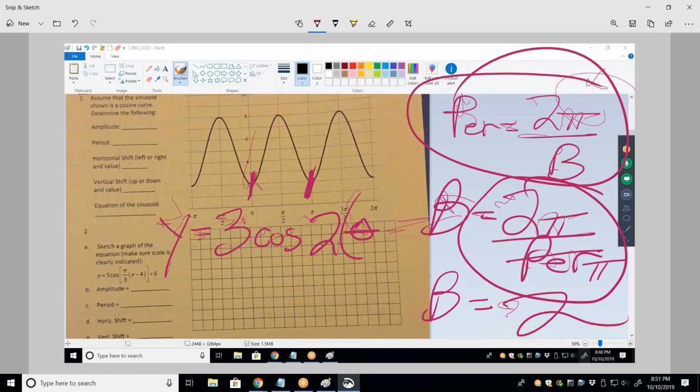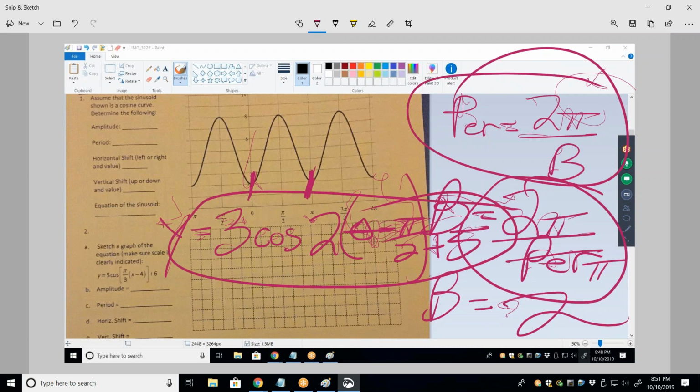So it's x minus c. What is c? C is the phase shift or the horizontal shift. What was that? Okay. So it's x minus pi over 2. And what was the final thing? What was the vertical shift? Here's your equation right there.